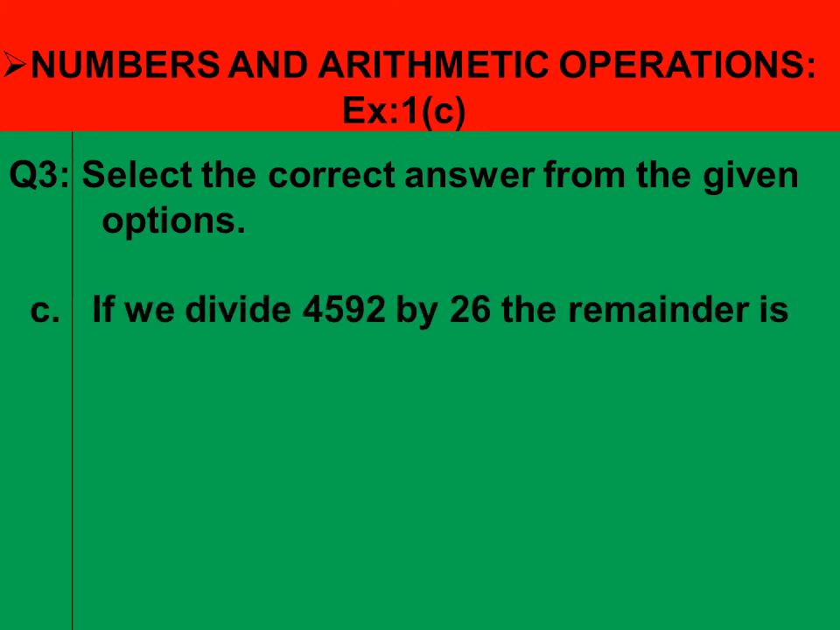Now we will move to part C. In part C, the statement is that if we divide this number, that is 4592, by 26, the remainder is, and the options are 6, 26, 16 and 0. Let's see, we will do a long division for these two numbers, and when we divide them, we will get the remainder 16. Okay, so now we will match 16 to the given options. Yes, the third option is our correct option. So we will mark this option as correct.